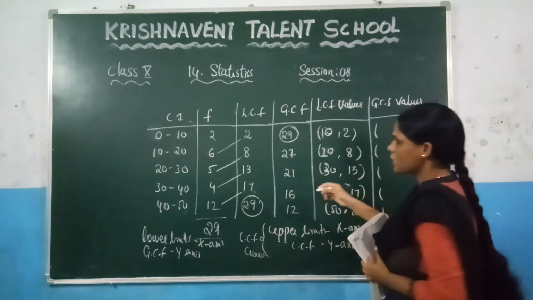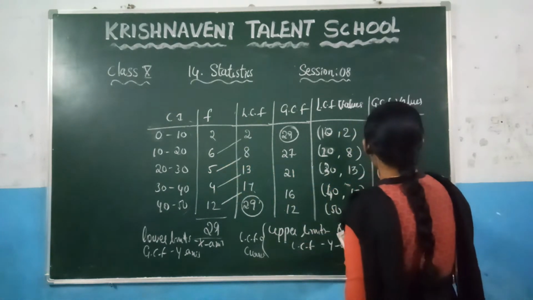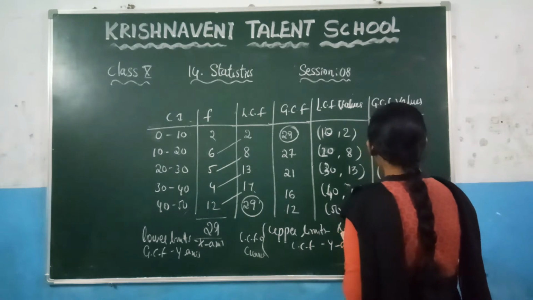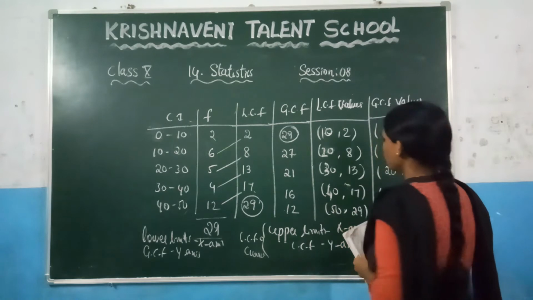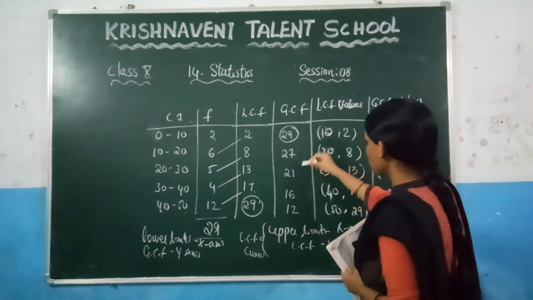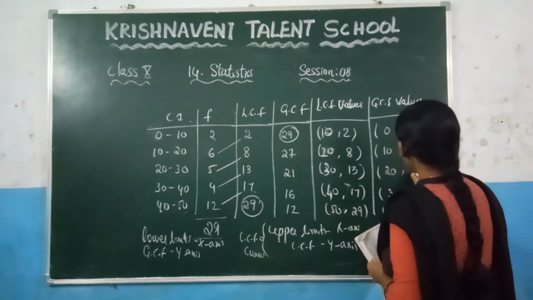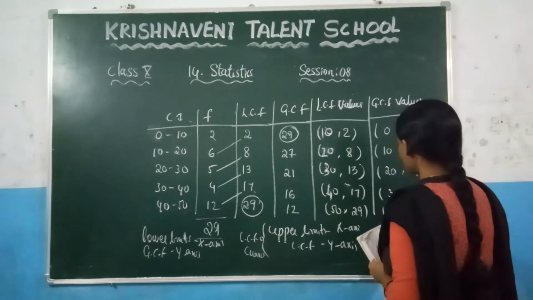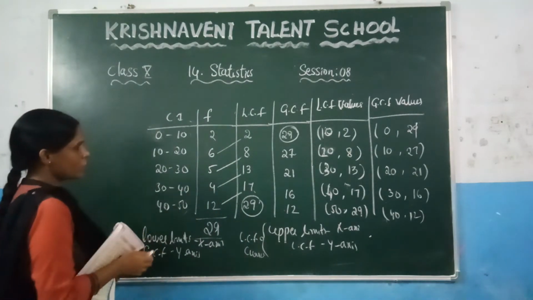What are the lower limits here? 0, 10, 20, 30 and 40. So write it here 0, 10, 20, 30 and 40. And after that on the y-axis you need to represent the greater cumulative frequency values. What are those? 29, 27, 21, 16 and 12. These are the values. So like this you need to represent on a graph.